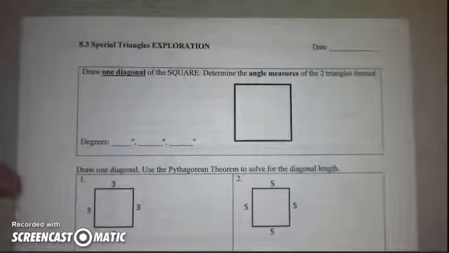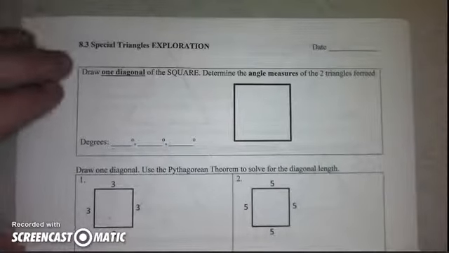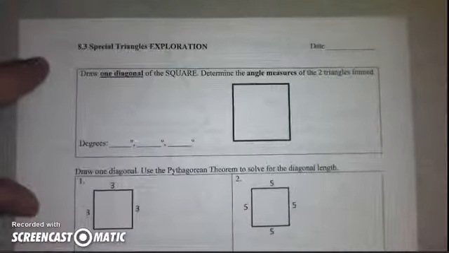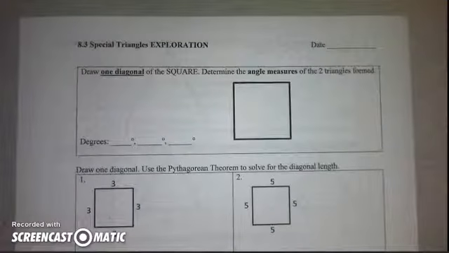Alright, welcome to class. Hopefully you've already turned in your assignment from the previous class, and we should be ready to take a look at this 8.3 Special Triangles Exploration. In trigonometry, since that's what we're studying in this chapter, we are going to notice some special triangles that are created that have unique relationships, and we're going to use Pythagorean theorem on this page.